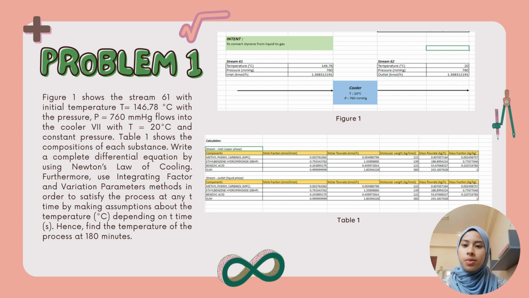Moving on, the problem here is to write a complete differential equation by using Newton's law of cooling. Furthermore, use integrating factor and variation of parameters methods in order to satisfy the process at any time t by making assumptions about the temperature depending on time t. Hence, find the temperature of the process at 180 minutes.